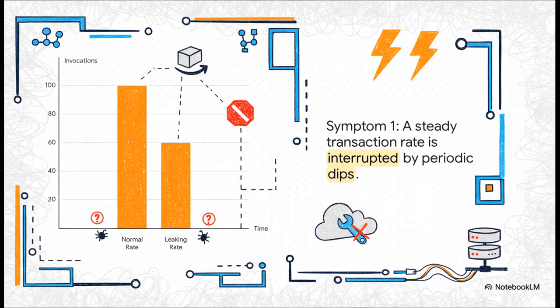And this is what it looks like in the wild. This is the first sign of trouble. Everything's running smoothly, and then you see these weird dips. The number of successful invocations just starts to drop off. That's your function struggling for air as the memory gets tighter and tighter.